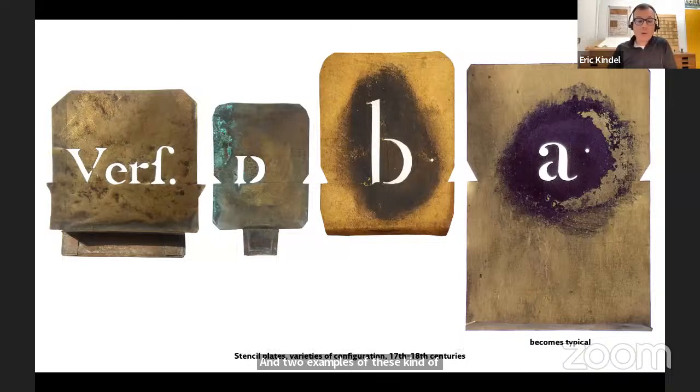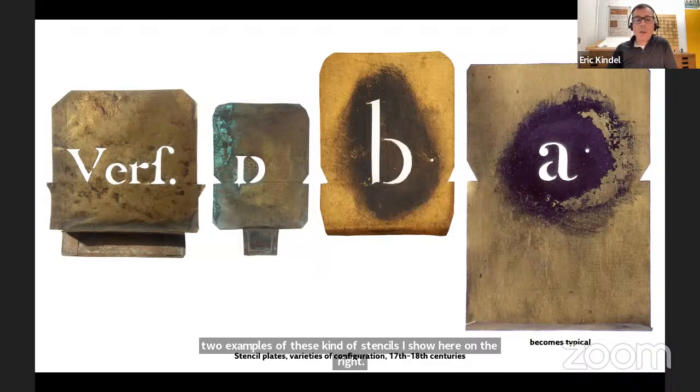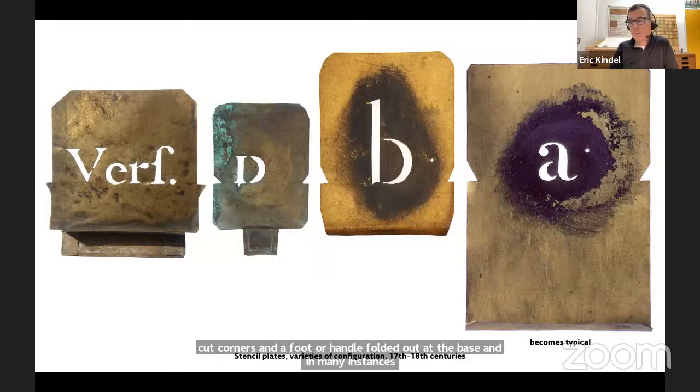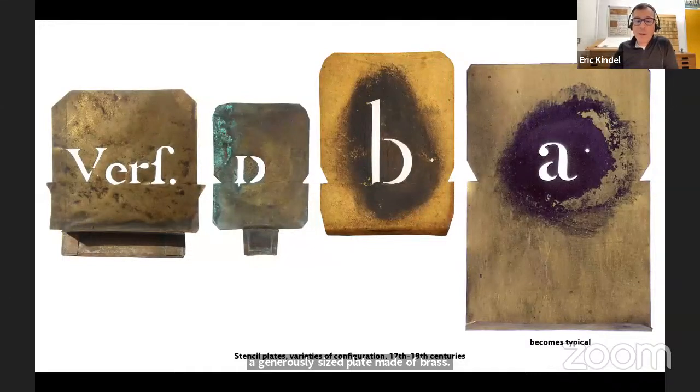They have alignment triangles, angle cut corners, and a foot or handle folded out at the base, and in many instances, a generously sized plate made of brass. Also provided, but not always, was a different spacing system consisting of a dot following the letter, which indicated the position of the left stroke of the next letter to be stenciled, which was a workable system, but not always an infallible one.